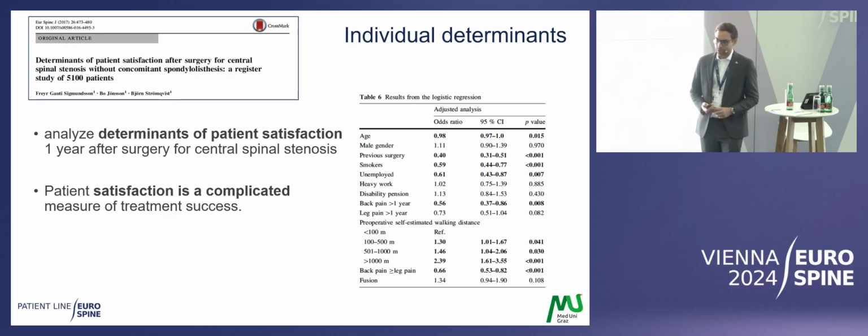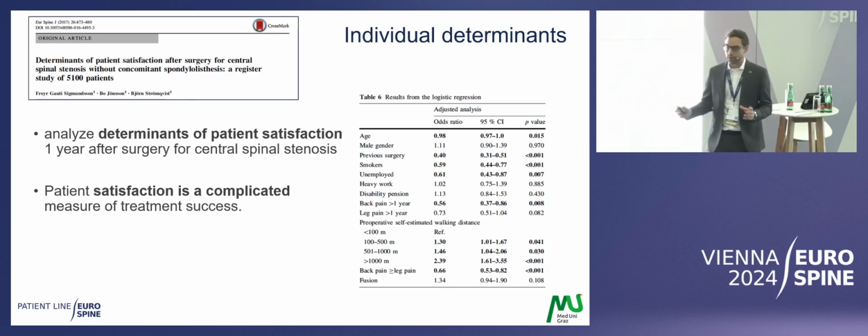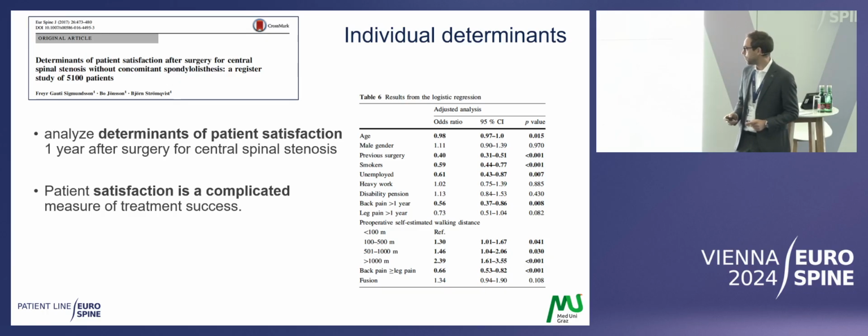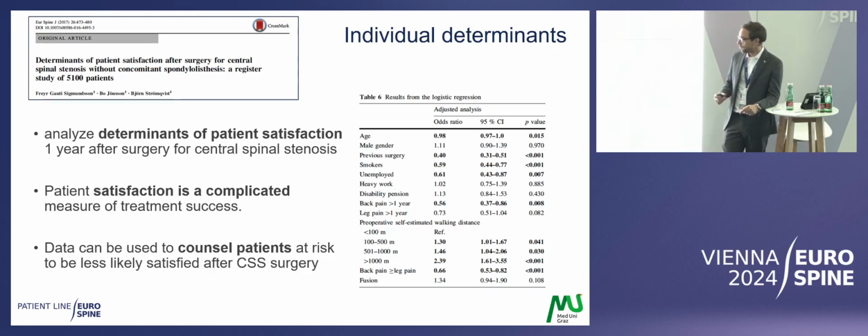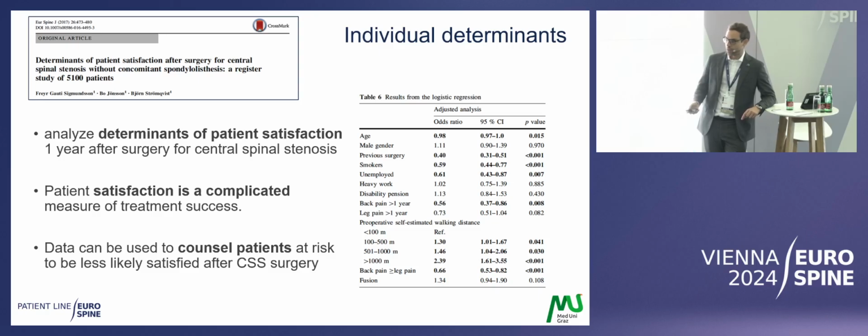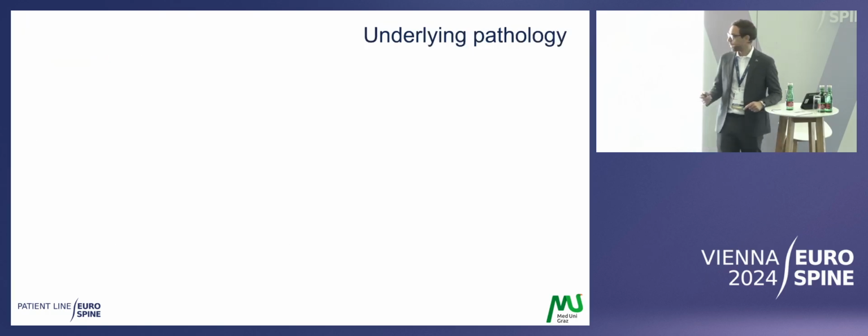What the authors mentioned is that satisfaction is a complicated measure of treatment success. It has really a lot of influences, and it's not just one parameter we have to consider. For example, it's also, again, the difference between back and leg pain. If back pain is the predominant pain and the patients are expecting a lot of improvement in back pain, they will probably be less satisfied after surgery. So we really have to counsel our patients on these criteria and inform them what chances of treatment success they have after surgery, or what they can expect.